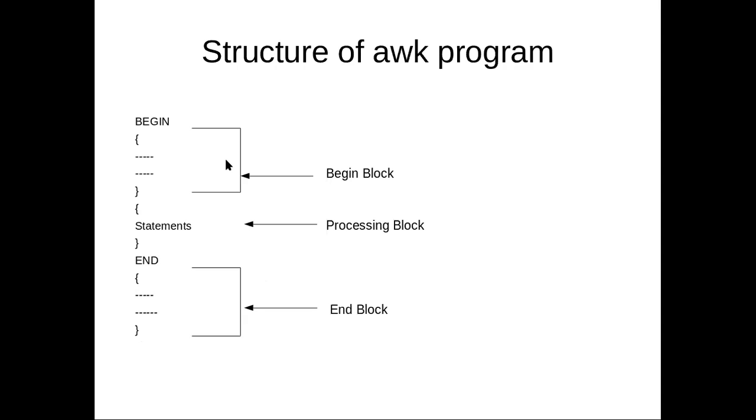Okay, so the structure of the awk program contains three blocks: begin block, processing block, and end block. Begin block starts with the BEGIN keyword. It has to be in capital letters, and if we want to initialize any variables, it will be included in the begin block within the two curly braces, then followed by the processing statements. If we are doing any calculations, those statements will be within the processing block, and it has to be within the open curly braces and closed curly braces. Then end block will be containing the final results of the program, and it has to be within the open curly brace and closed curly braces, and it has to start with the keyword END in capital letters.